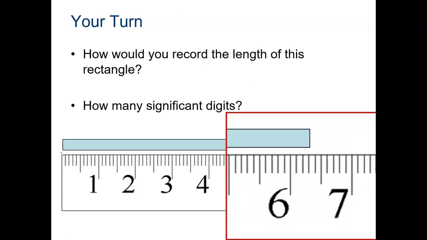Let's do this exercise one more time. So let's look at this rectangle. How long is the rectangle? If you said 6.3 centimeters, that's a very good estimate. If you said 6.32, 6.33, 6.34, those are also good estimates.